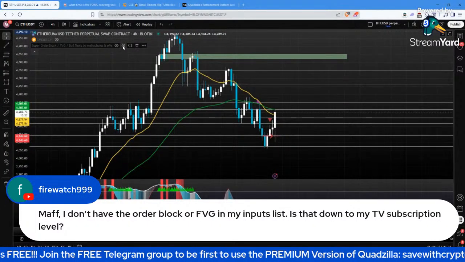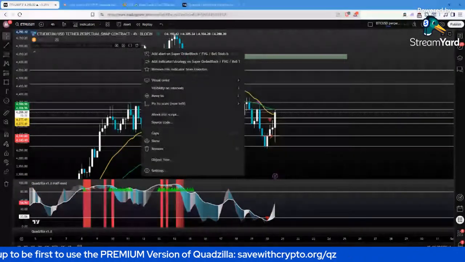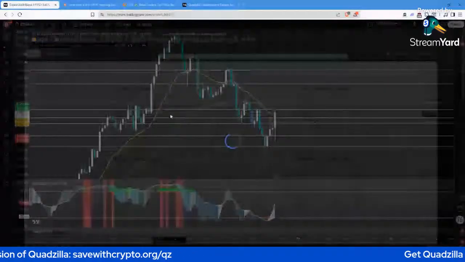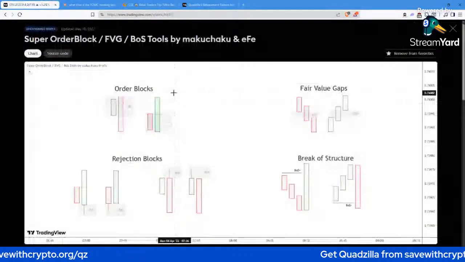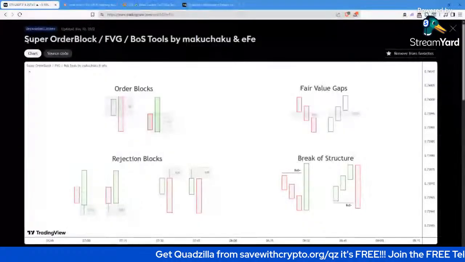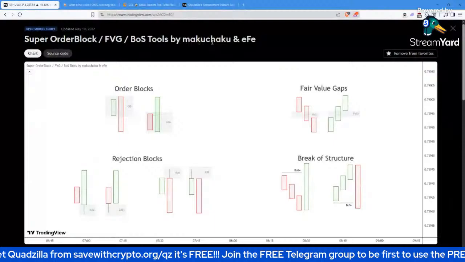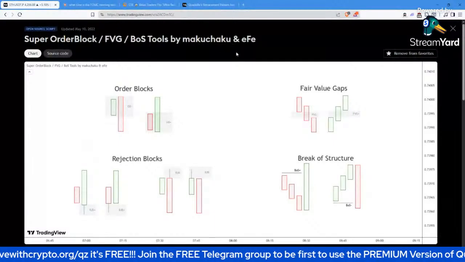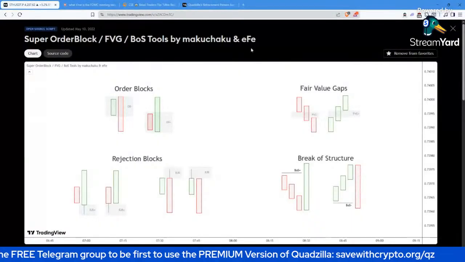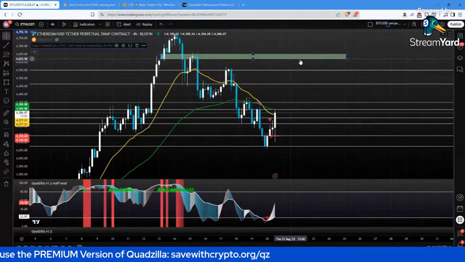Where's the info? It's not part of Quadzilla. It's essentially this. We're shilling other people's indicators at the moment. But it's Super Order Block / FVG BOS tools by Maku Chaku. I have to say all that quite carefully. So I just find it quite good.